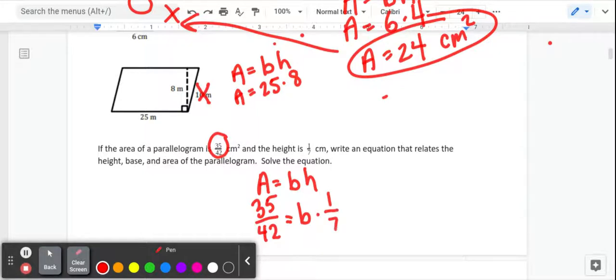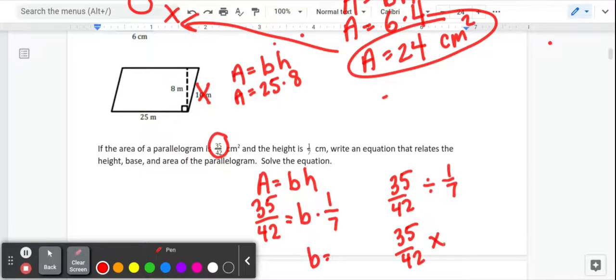If I want to get B by itself, I want to know what the base is. Instead of multiplying by 1/7, I'm going to take 35 over 42 and divide it by 1/7. So 35 over 42 divided by 1/7 is going to give me my base all by myself here, right? And so to divide fractions, I keep the first one, I change to multiplication, and I multiply by that reciprocal of the second. Here I can do some simplifying.